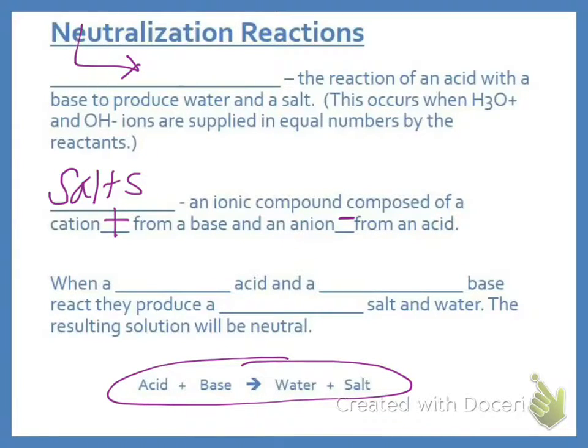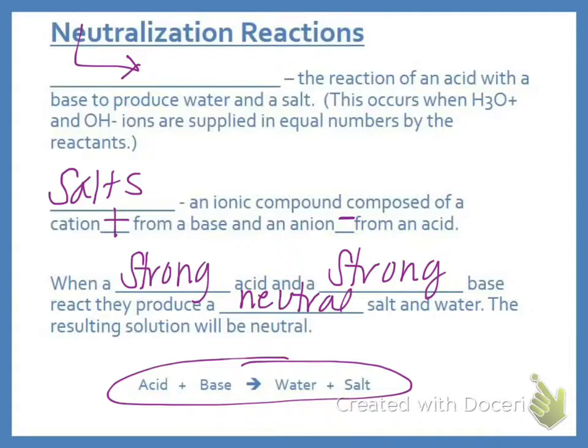Okay, when you have a neutralization reaction, when you're having a strong acid reacting with a strong base, it will actually produce a salt that is neutral. So if you had salt water, which was just salt and water added together, regardless of what it was, it'd be neutral. Okay, and that's because the strong acid and the strong base neutralize each other. Okay, so that is a neutralization reaction.